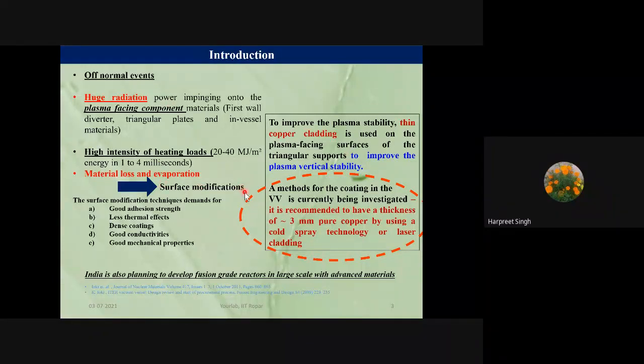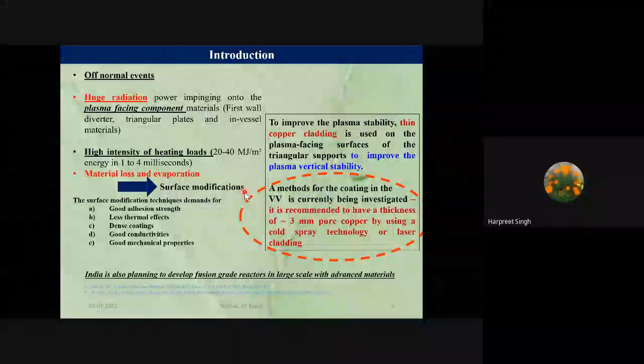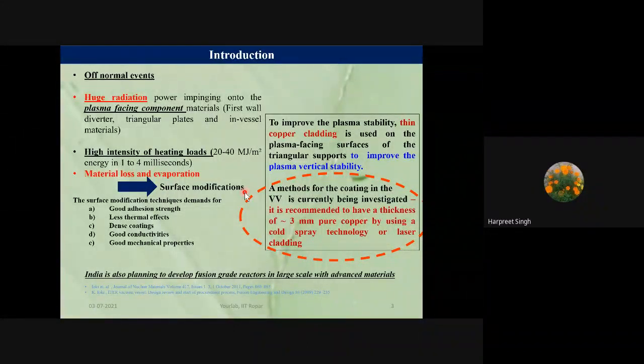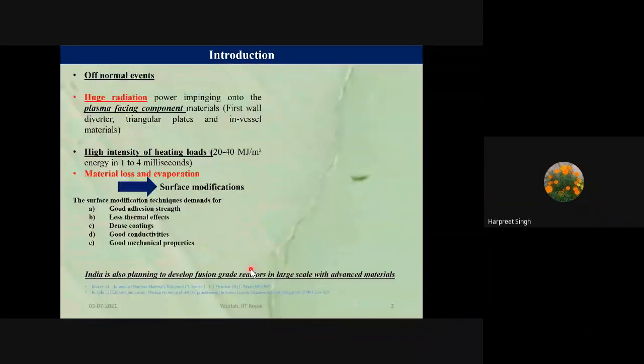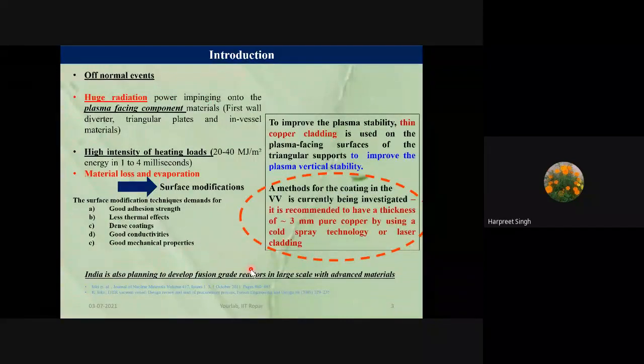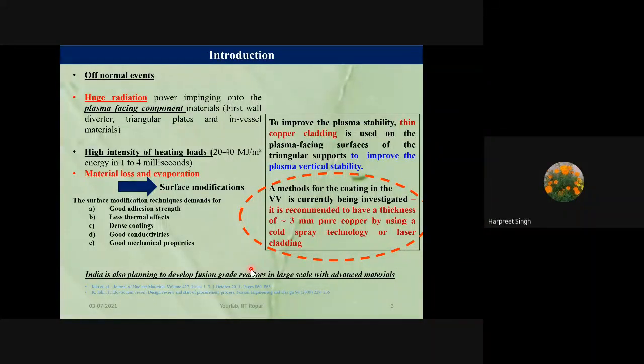So surface modifications are being investigated, and when we talk about surface modification techniques, we need good adhesion strength. The substrate material here is stainless steel, on which we want to put this copper coating, right? Copper is a slightly softer material, but the substrate is hard, SS316L steel. So it's a challenge to obtain that good adhesion strength. This is one of the challenges which we have tried to solve in this study also.